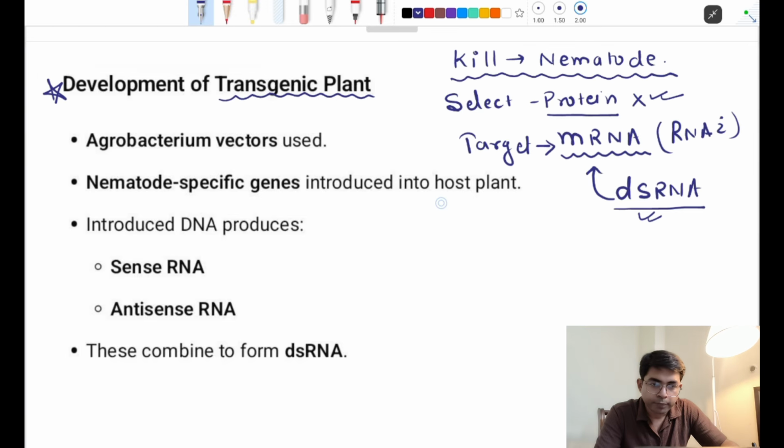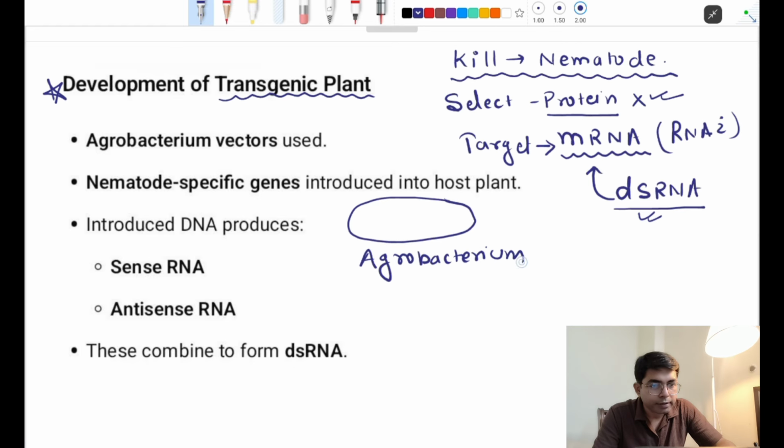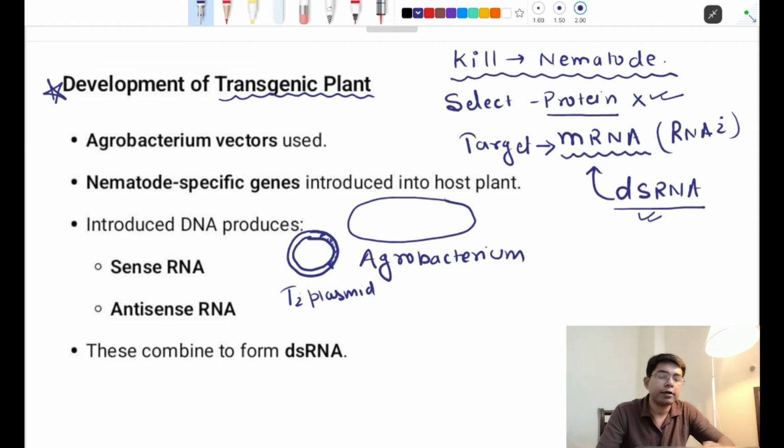Understand here, in the previous example of BT cotton you might have already understood that there is a bacterium called agrobacterium, and this agrobacterium has a specific plasmid, called the Ti plasmid. Now this Ti plasmid I will use to insert a nematode specific gene, right? This is the nematode specific gene which I will insert into the agrobacterium. Now what is the meaning of nematode specific gene?